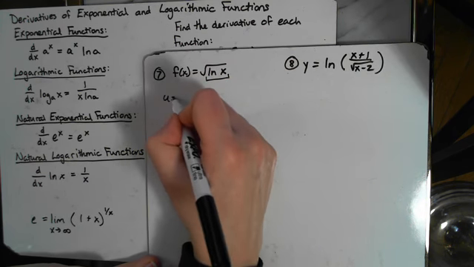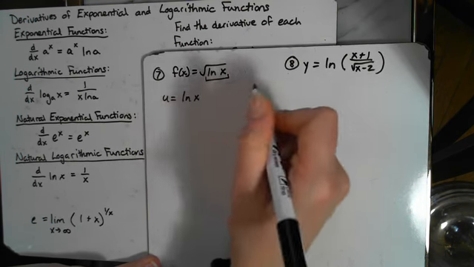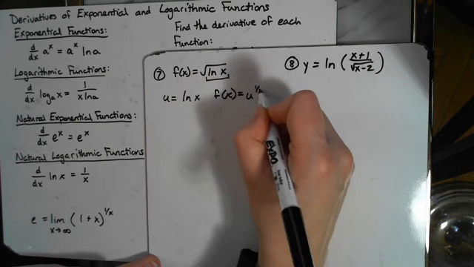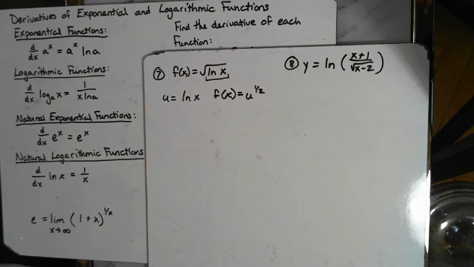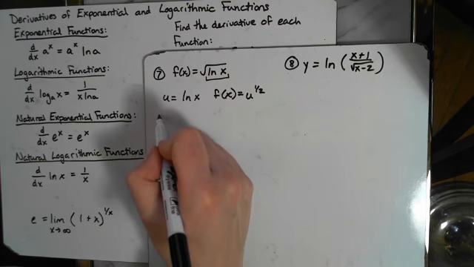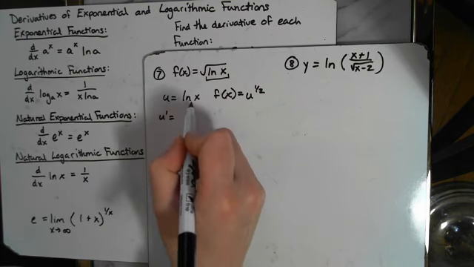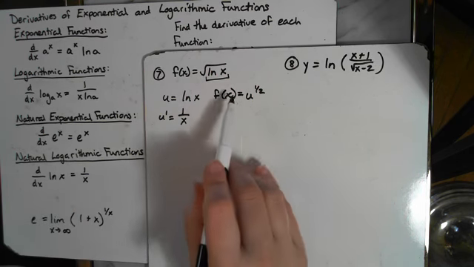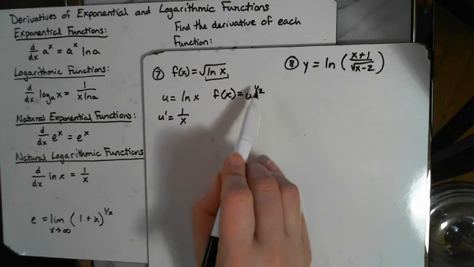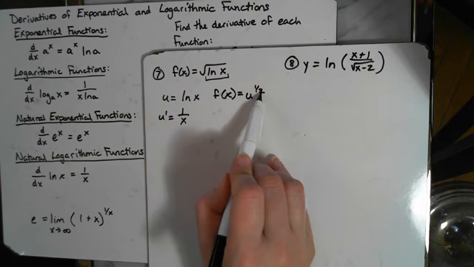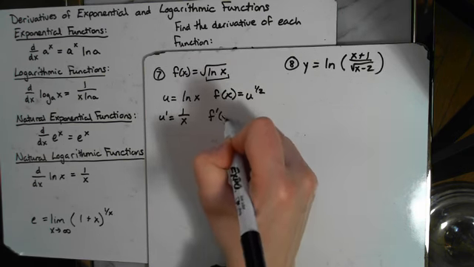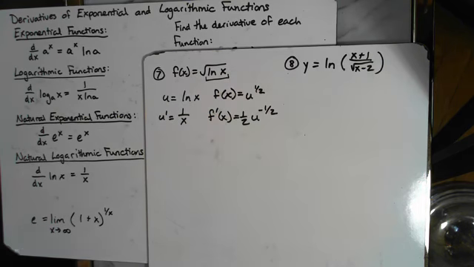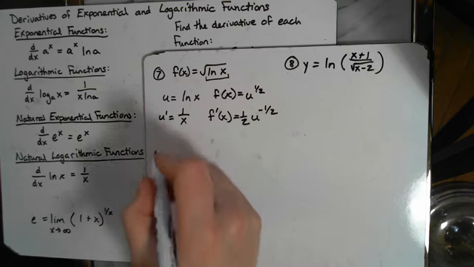So I'm going to let u equal the natural log of x, and f of x is going to equal u to the 1/2 power. Okay? To find my derivative here, the derivative of u is 1 over x, using this property here. Over here, I need to use the power rule, which means bring the power to the front and go down by 1 on the power. Okay, now I'll multiply my 2 derivatives together.